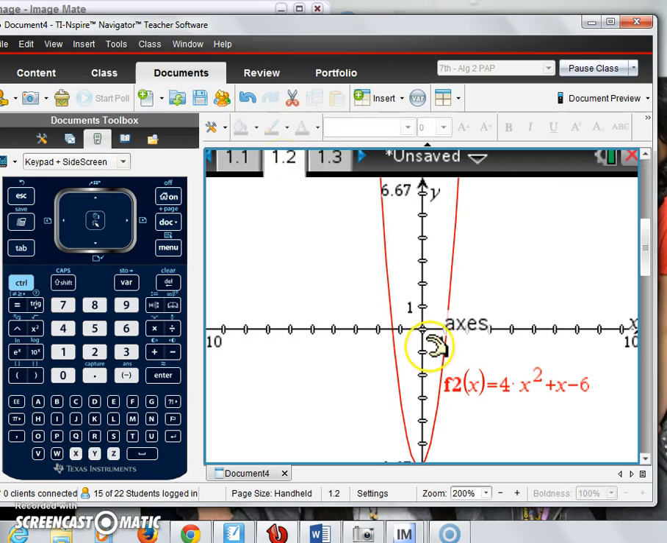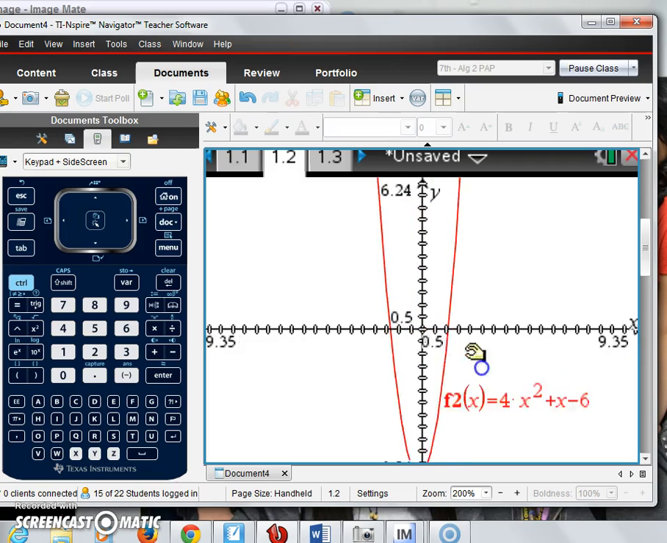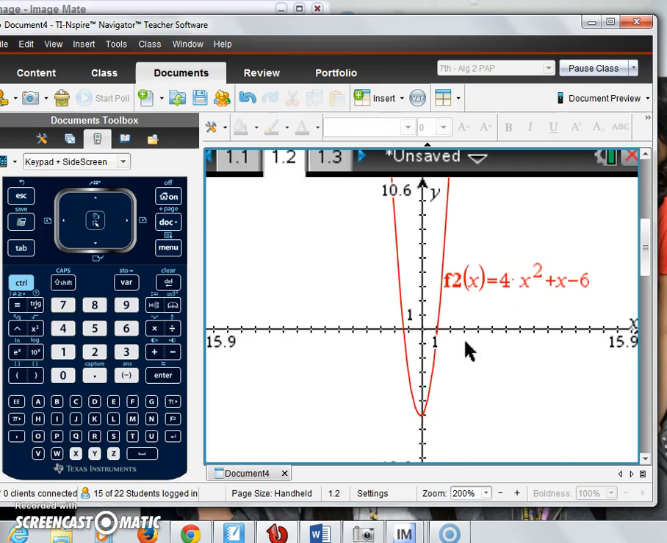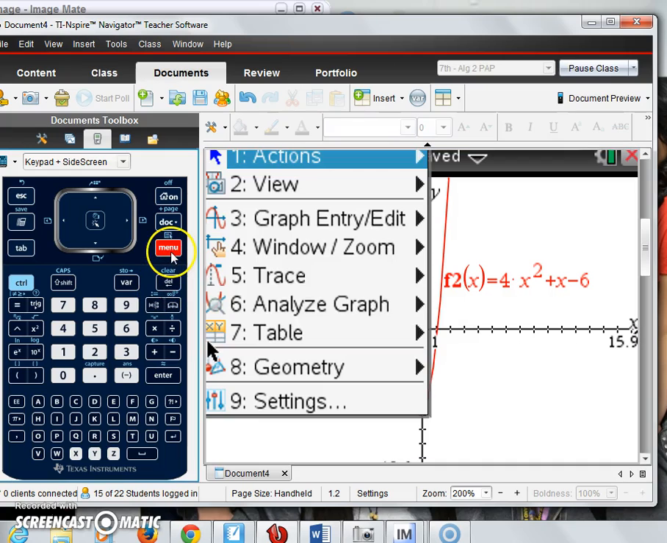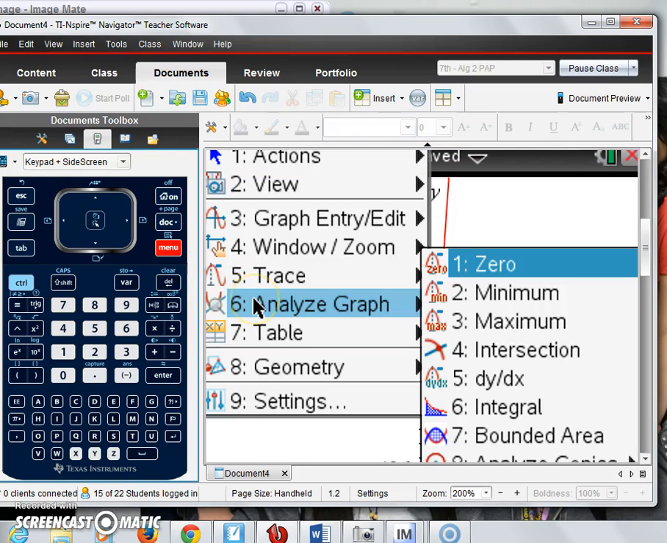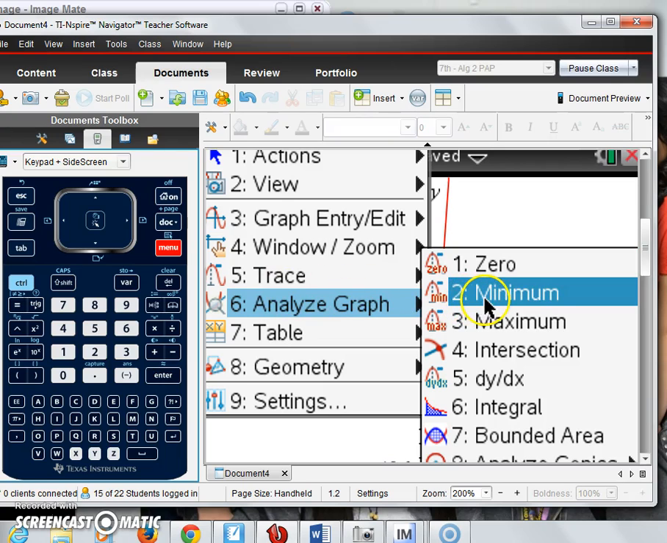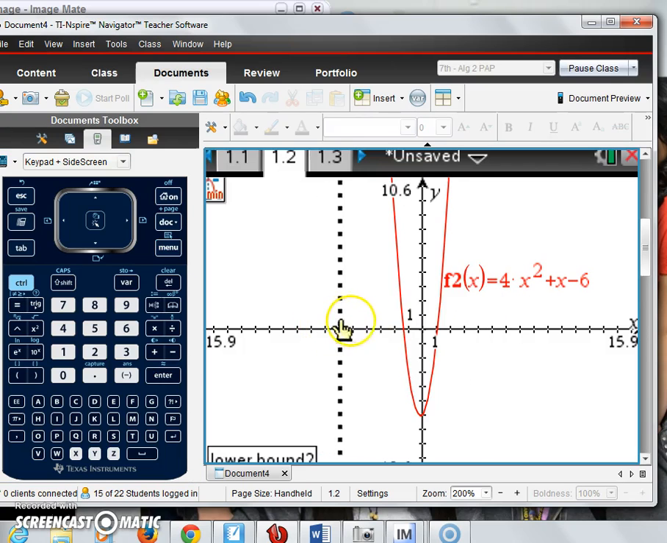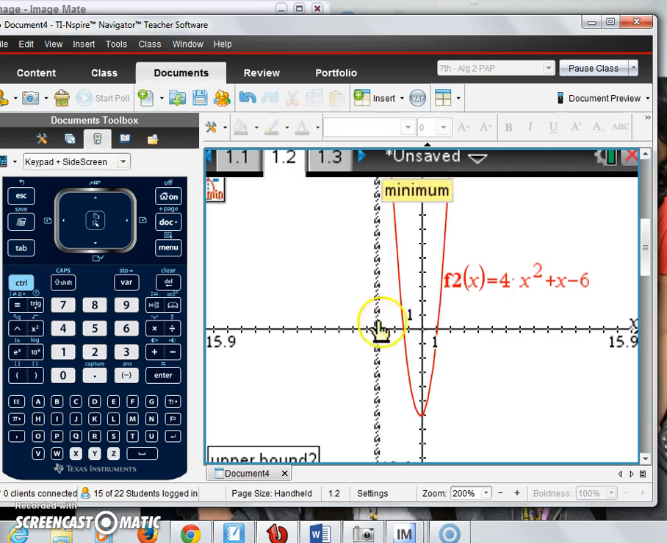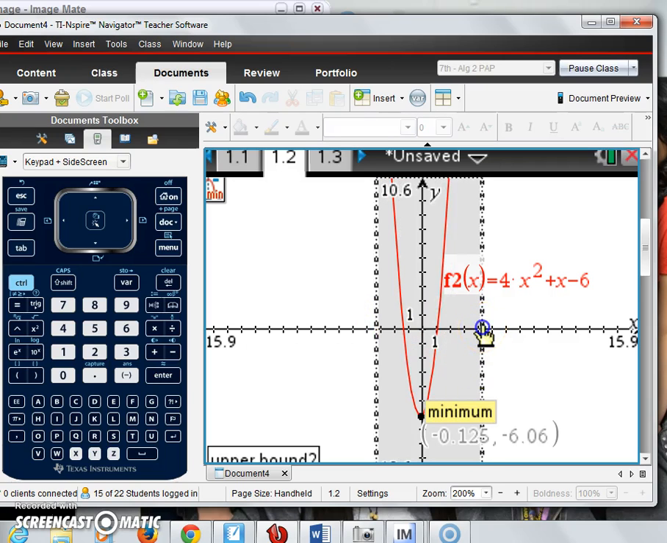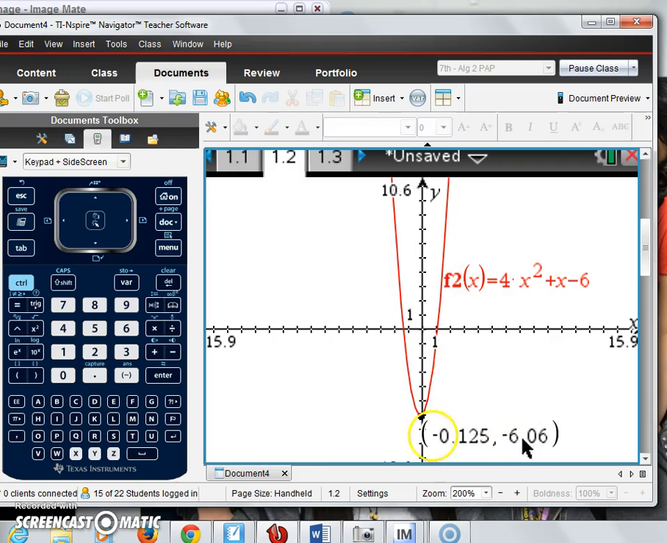Okay, this one, I'm just going to move it. Okay, so that you can see, we can go Menu, Analyze Graph, and find the minimum, number 2. So you click to the left and to the right of your function. It's going to give you your minimum value.